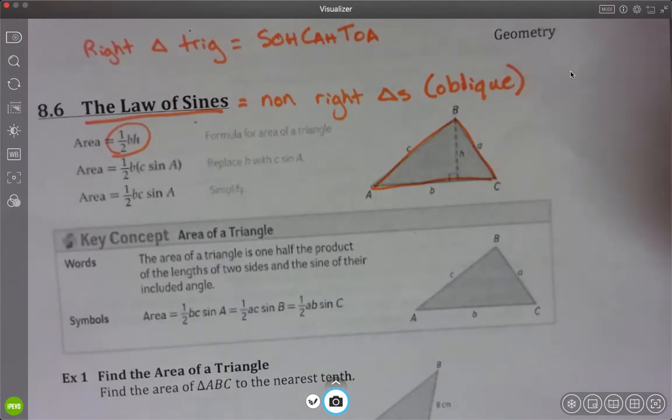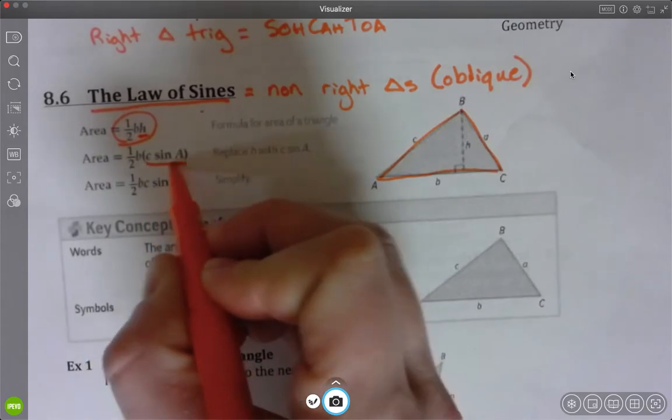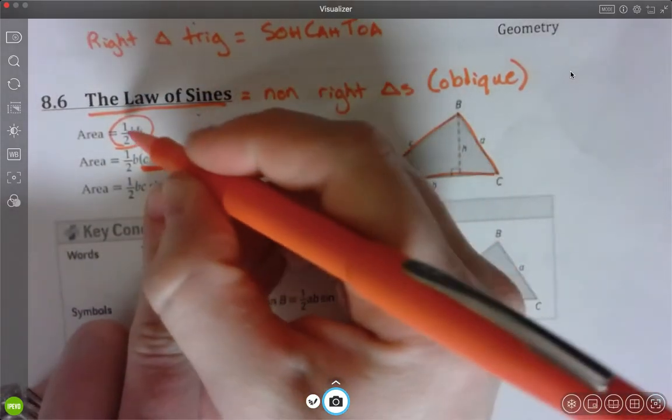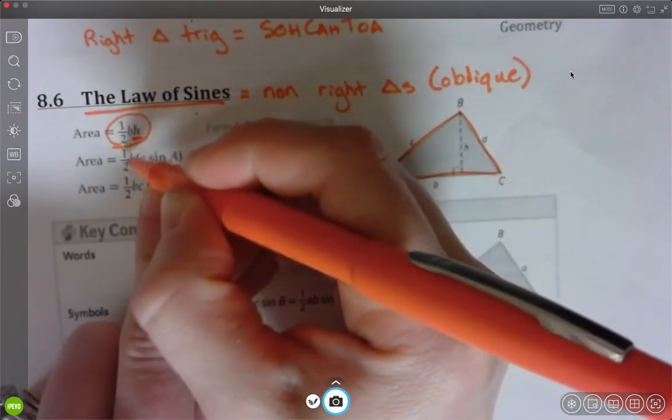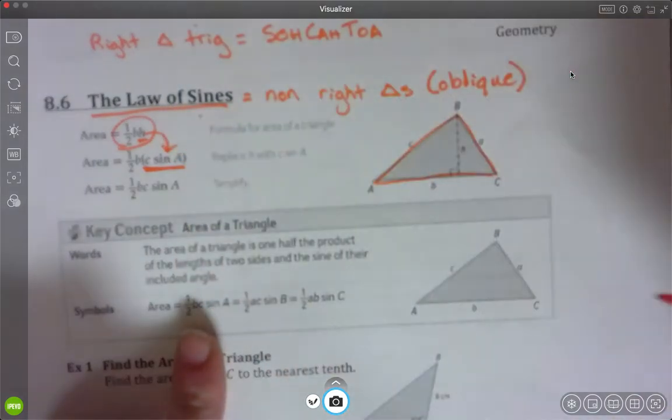But what they have said is that if we don't know what the height is, the height can be represented as c times sine of A, okay? Everything else stayed the same in this equation, 1/2 b. The height, they're saying, is now the same as c times sine of A, and I'm going to show you how that works.